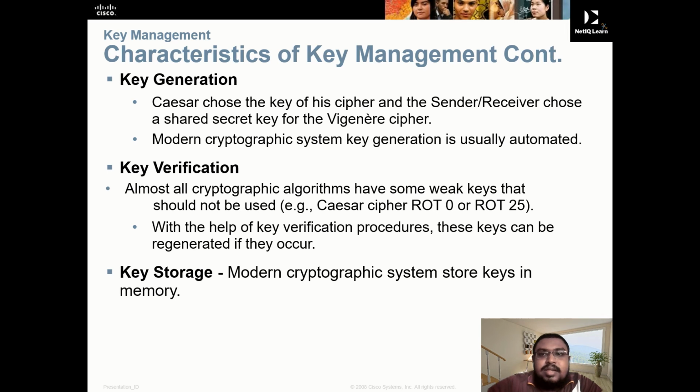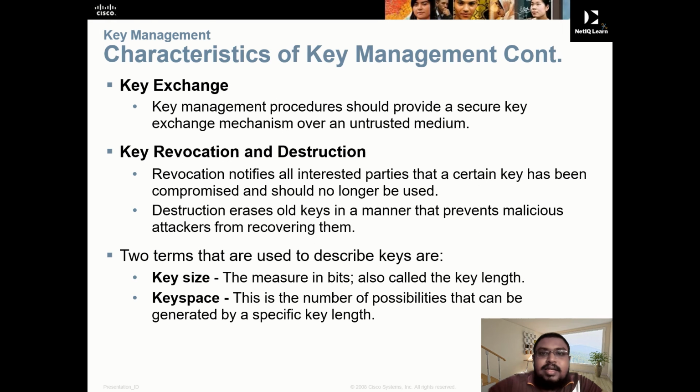Then after the key is generated and verified successfully, we need a way to store that key securely. Modern cryptographic systems store keys in memory. The next challenge in key management is to find a secure method of key exchange over an untrusted medium. And finally, what do we need to do if a security key is compromised by unauthorized third parties? It involves key revocation and key destruction.